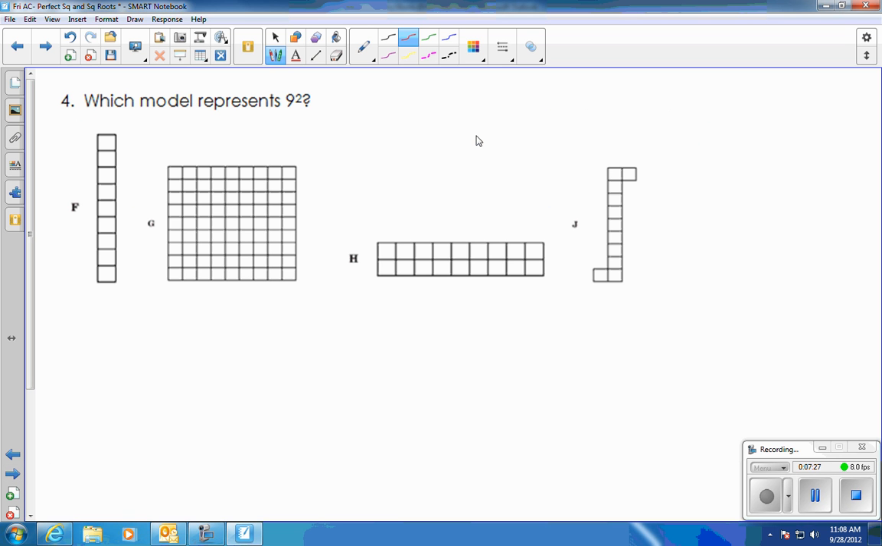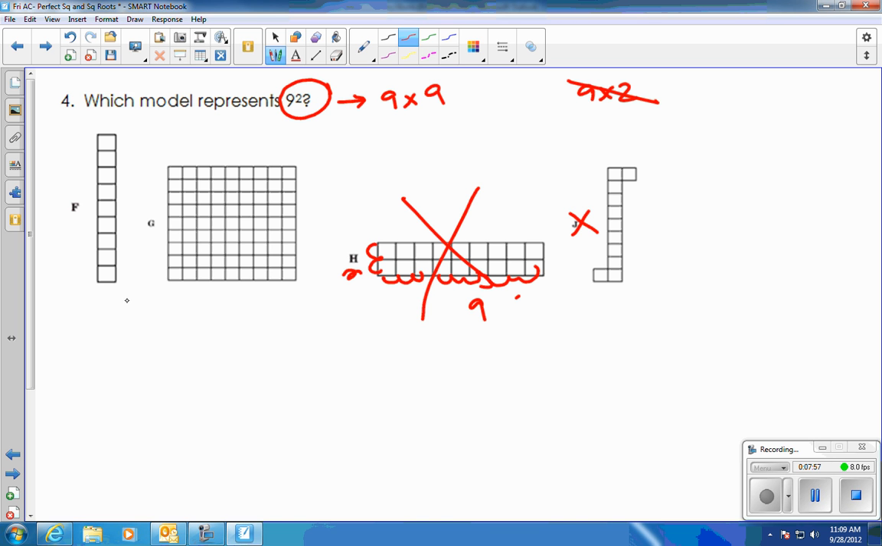Which model represents 9 squared? Now this is a very common question to see on our state tests, so you might want to make sure that you're aware of it. Now remember, this means 9 times 9, not 9 times 2. So this one should automatically be off because it just looks kind of funky. This is 2, and this is 9. Did we say that it was 9 times 2? Negative, so that one's out.